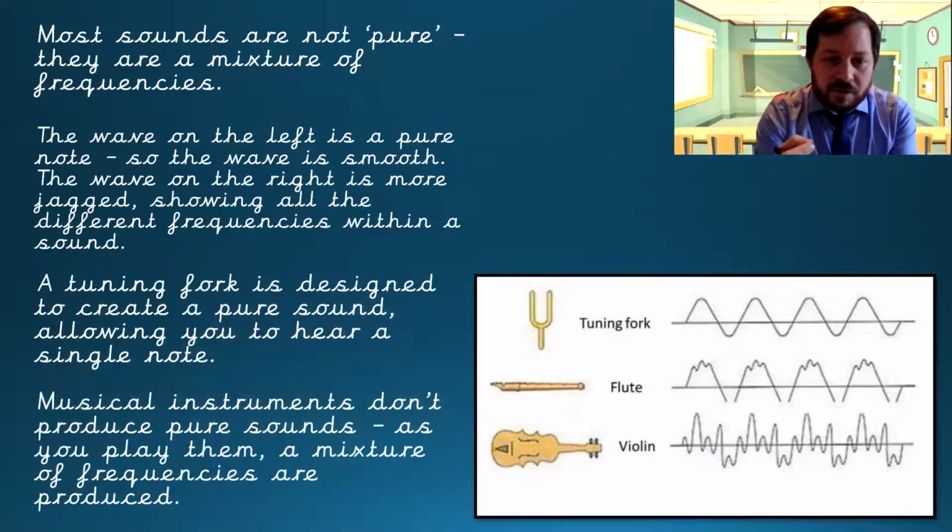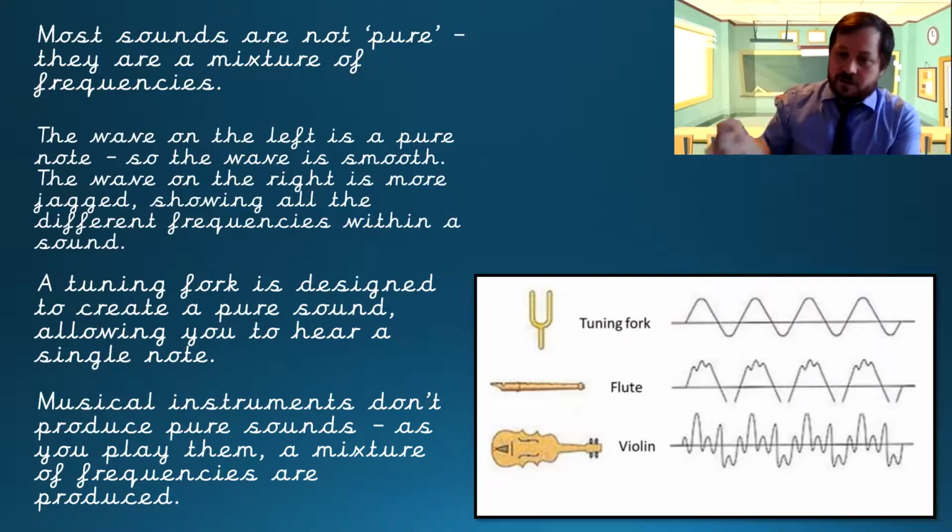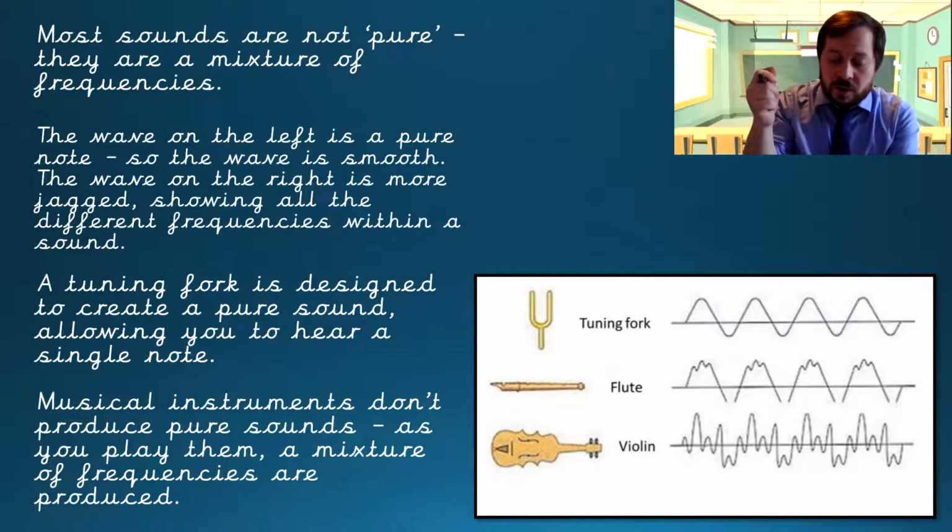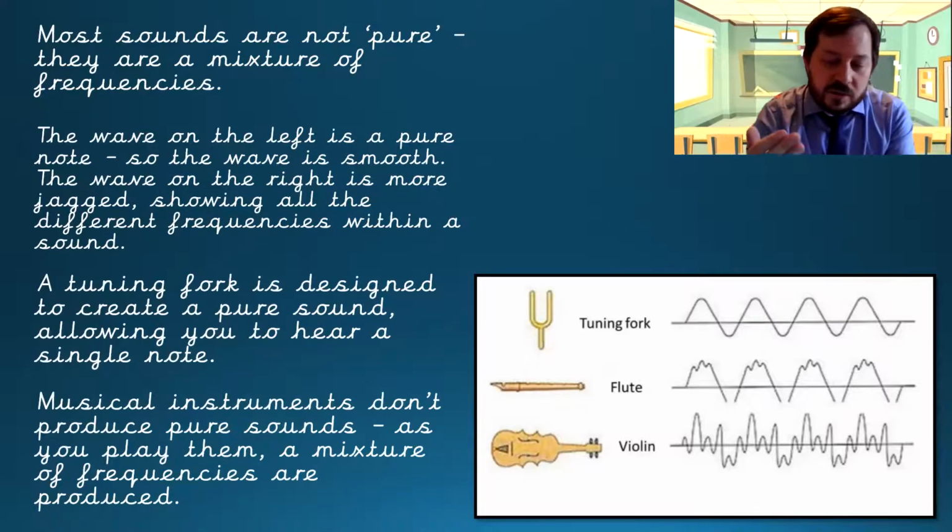So a tuning fork is designed to create a pure sound, a single note that you will hear. So if you hit a tuning fork, what you hear is that continuous one sound. Whereas musical instruments don't create pure sounds. As you play them, you are able to mix frequencies in order to make different sounds and different textures of sound that you can hear. And you can see two examples, the flute and the violin. The violin having lots of different peaks as it goes through, whereas the flute has that trill at the top.